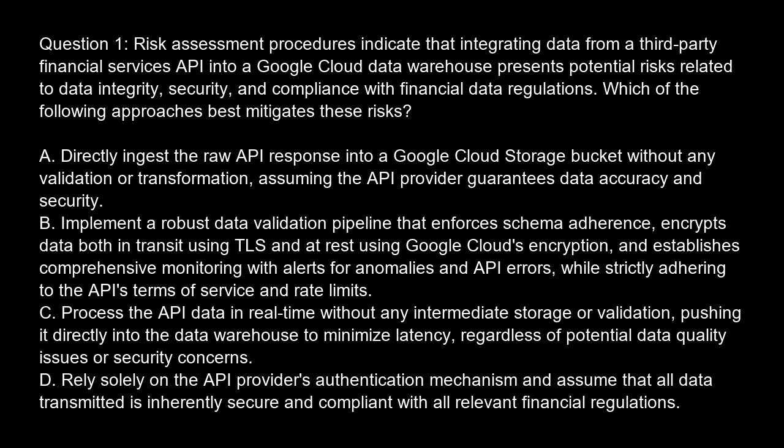Option B. Implement a robust data validation pipeline that enforces schema adherence, encrypts data both in transit using TLS and at rest using Google Cloud's encryption, and establishes comprehensive monitoring with alerts for anomalies and API errors, while strictly adhering to the API's terms of service and rate limits.